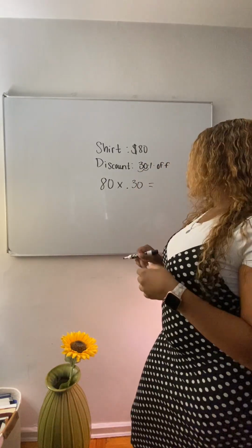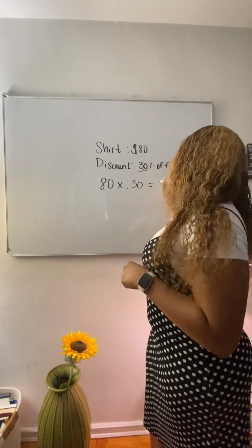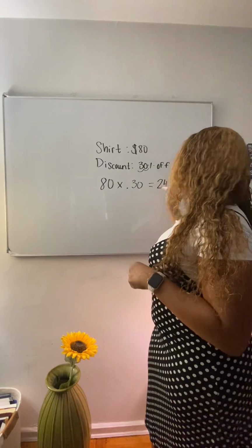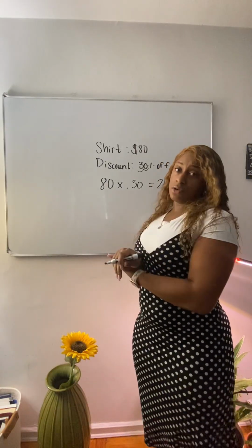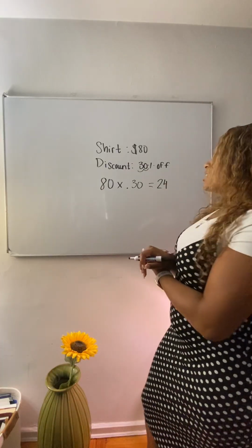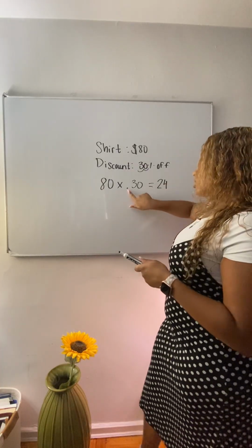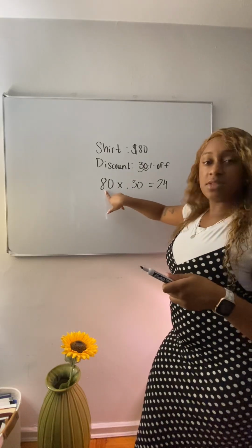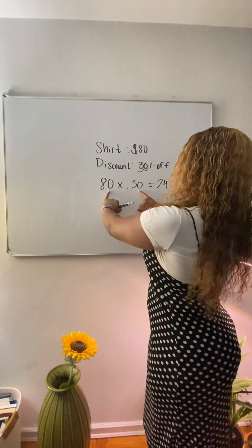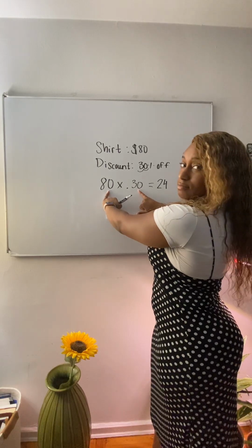So if there's a way that you can find a trick to remember your times table, do that, right? So we have 8 times 3: 8, 16, 24. We get 24. Now, notice how I didn't include any zeros, right? The reason for that is because we have a decimal point here. So it's like we're doing 0.3 times 80. So these zeros technically cancel each other out, all right?